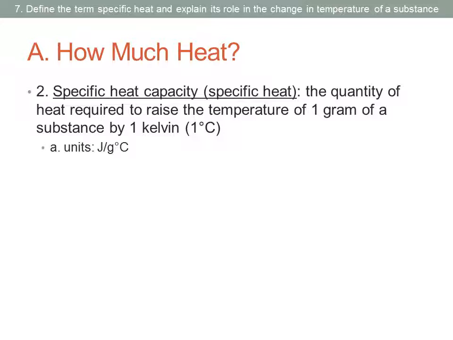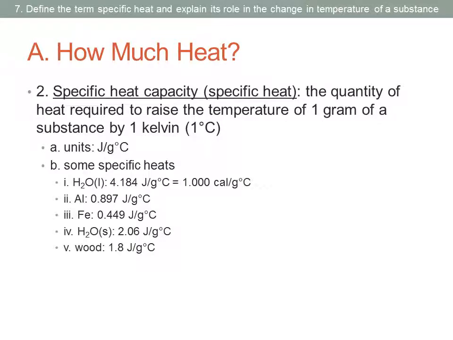The units on this specific heat, or specific heat capacity, again they are the same thing, are joules per gram degree Celsius, assuming that the energy unit we're using would be joules. It could also be in calories per gram degree Celsius. It could be kilojoules, could be kilocalories, but this is the most common unit. Here are some specific heats just randomly that I've chosen to put up here.